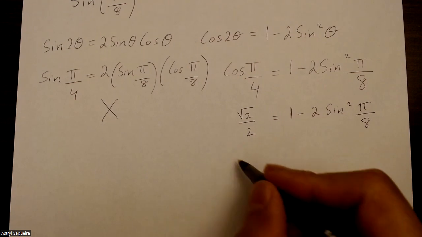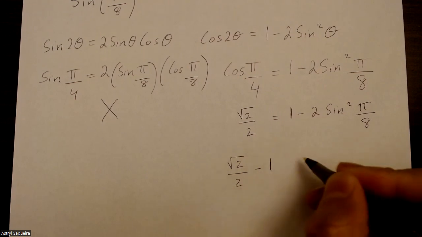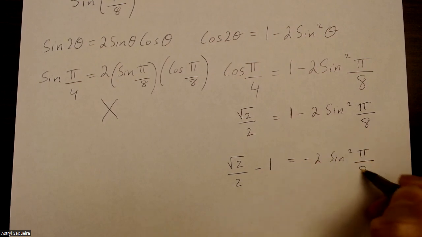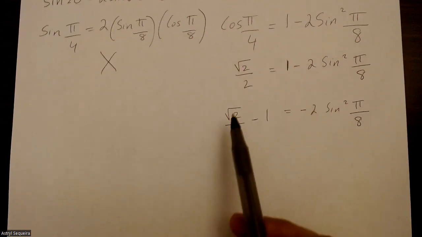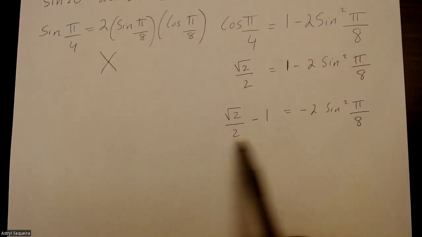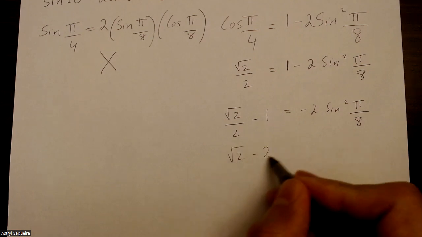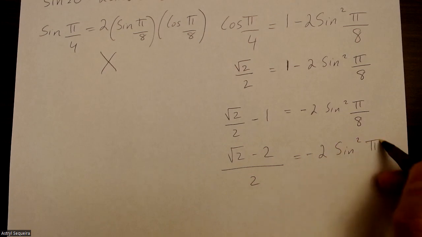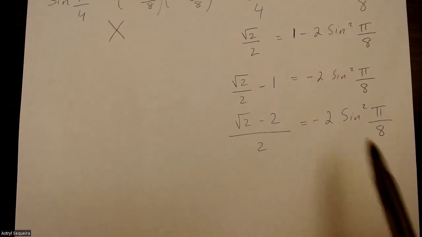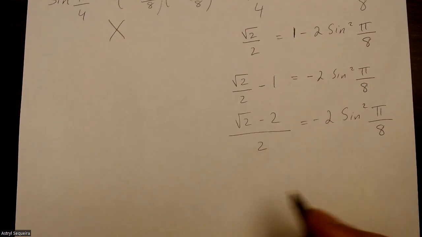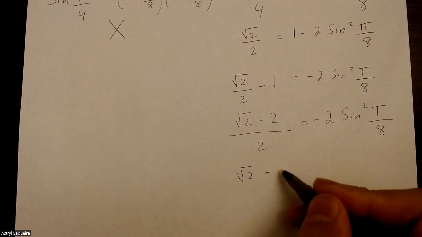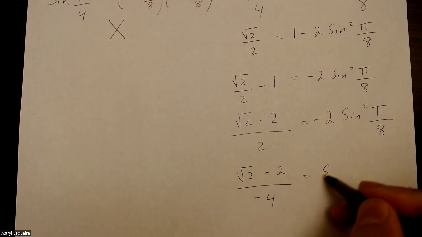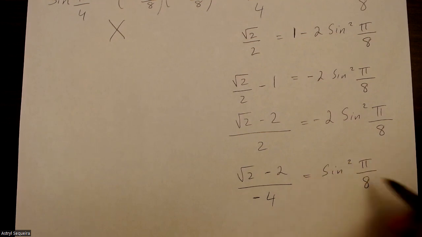I'm going to subtract 1 on this side. So root 2 over 2 minus 1 equals negative 2 sine squared pi over 8. Then I'm just going to make a common denominator here. So root 2 minus 2 over 2 equals negative 2 sine squared pi over 8. And then finally, I'm going to divide by this negative 2 on this side. So root 2 minus 2 over negative 4 equals sine squared pi over 8.